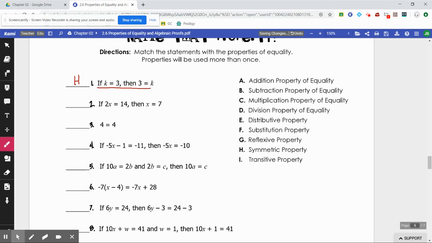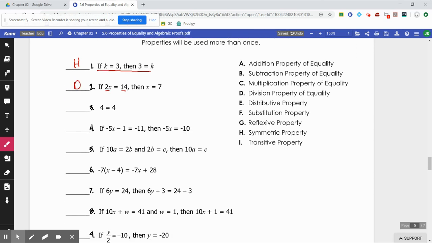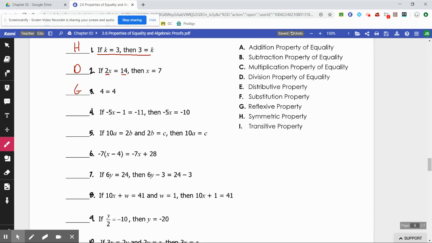If 2x equals 14, then x equals 7. We found that by dividing by 2. That would be the division property, D. Any number that is equal to itself, that's going to be G, the reflexive property, kind of like a reflection in the mirror. Negative 5x minus 1 is negative 11. We move that over by adding 1 to both sides. So that's going to be A, the addition property.